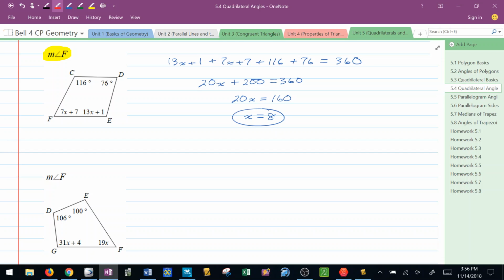But they asked me to find angle F. I know that angle F is the expression 7x plus 7. So the measure of angle F is going to be 7 times 8, which is x, plus 7, or the measure of angle F is 63 degrees. This is now what they're asking me to find, the measurement of the angle.